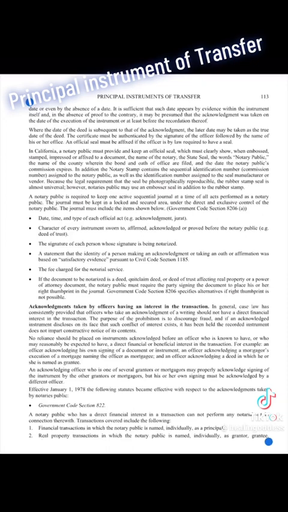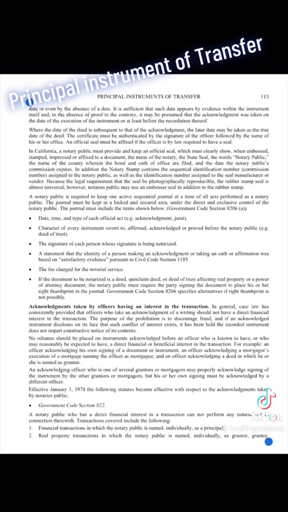In addition, the notary stamp contains the sequential identification number, the commission number assigned to the notary public, as well as the identification number assigned to the seal manufacturer or vendor, because of the legal requirement that the seal be photographically reproducible. The rubber stamp seal is almost universal. However, notaries public may use an embosser seal in addition to the rubber stamp.